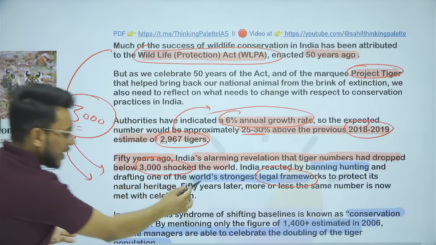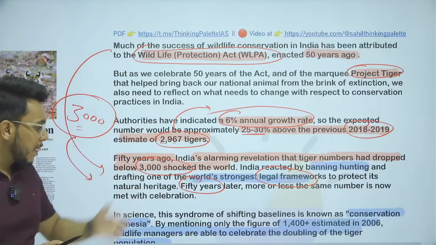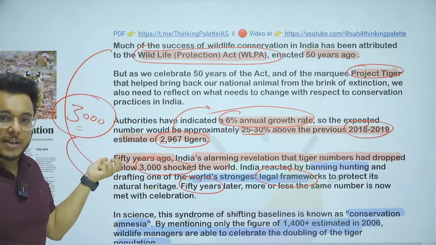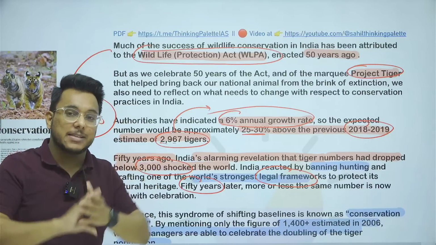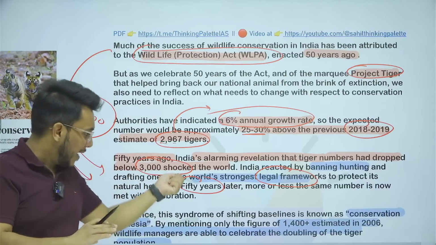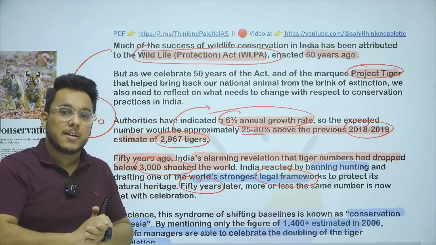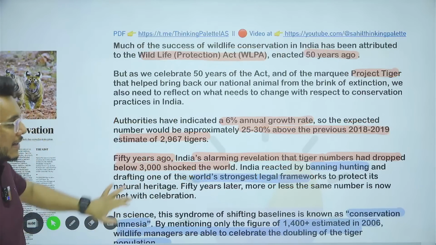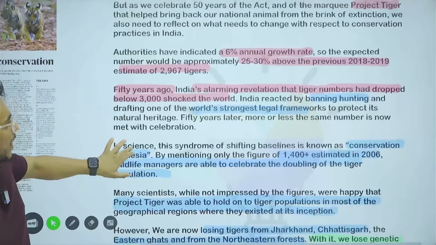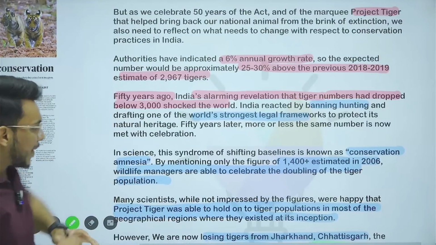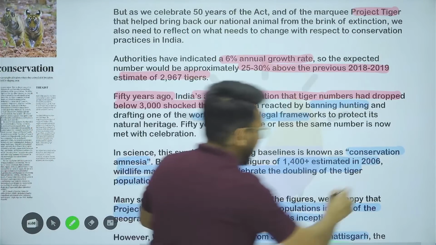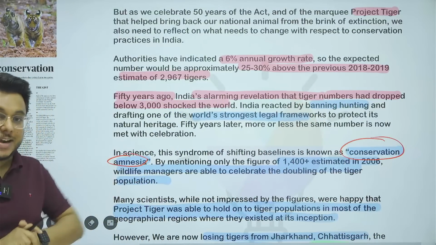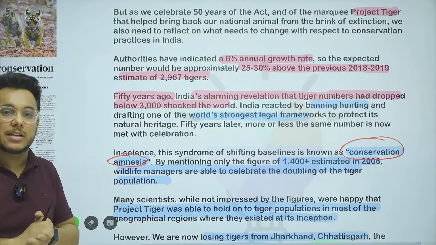But understand, nothing much has changed in 50 years. Before 50 years, 3,000 tigers. Today also we have 3,000 tigers. So what has changed, and why is everyone cheering today, when the same number was a point of concern 50 years back? Why is everybody cheerful? Basically, what has happened in India is that we have taken a type of conservation amnesia. Now what is the meaning of this conservation amnesia?